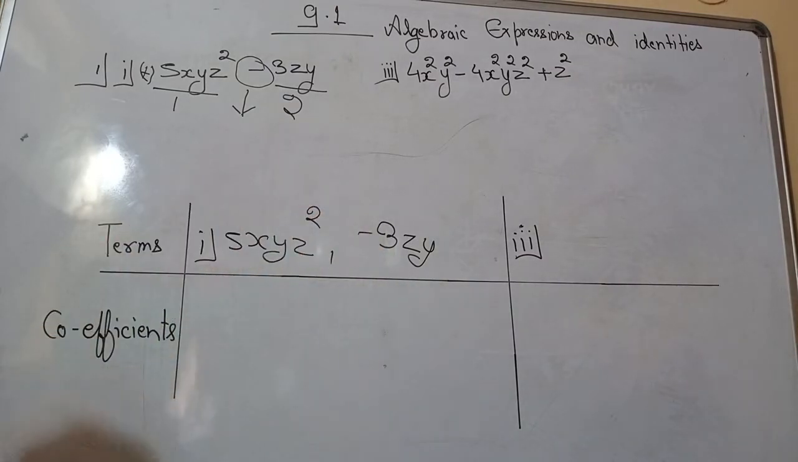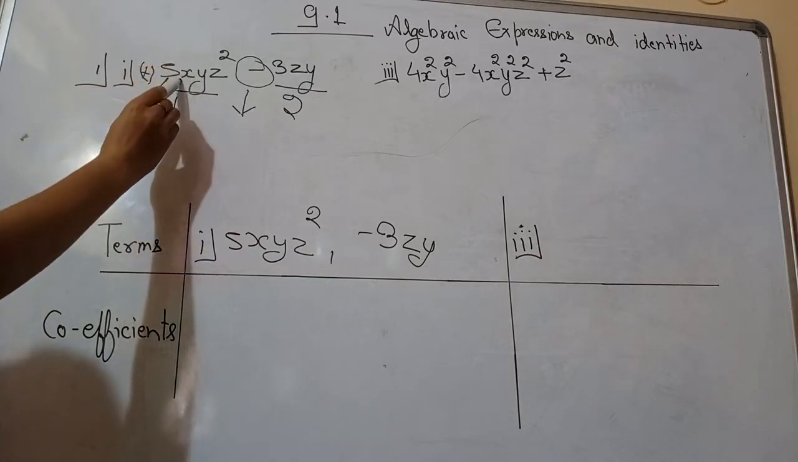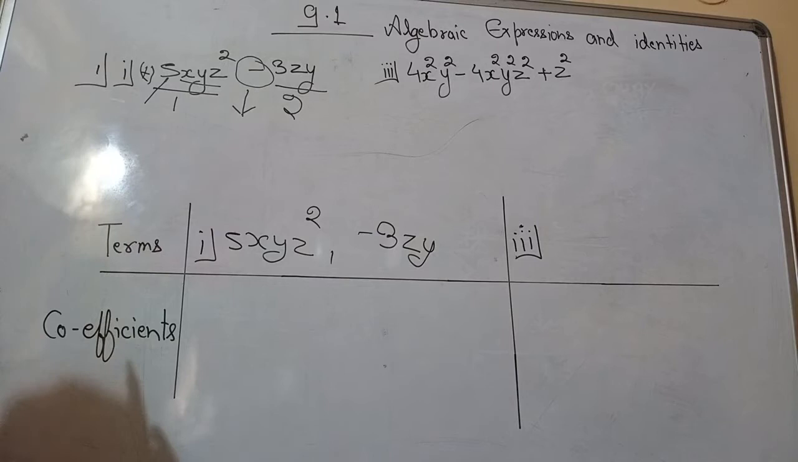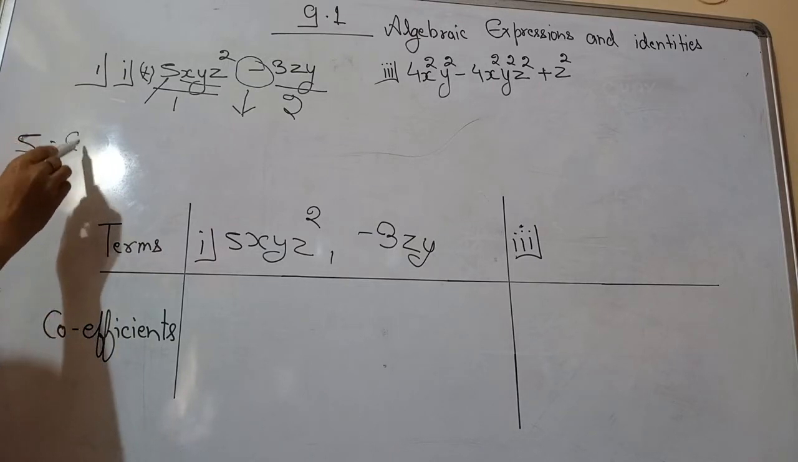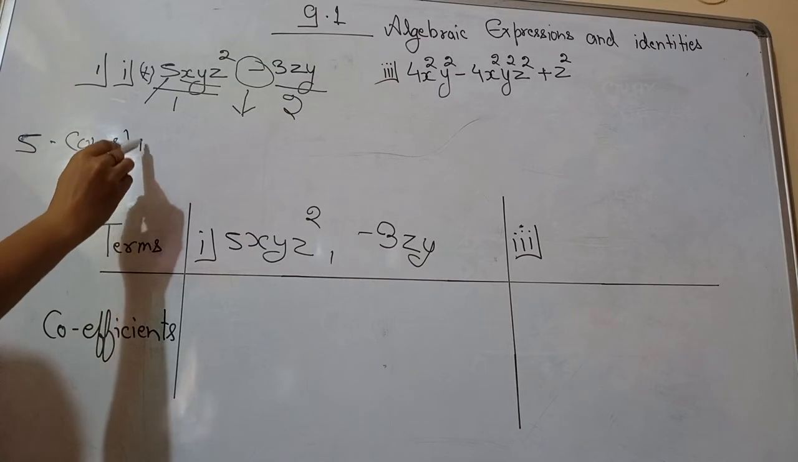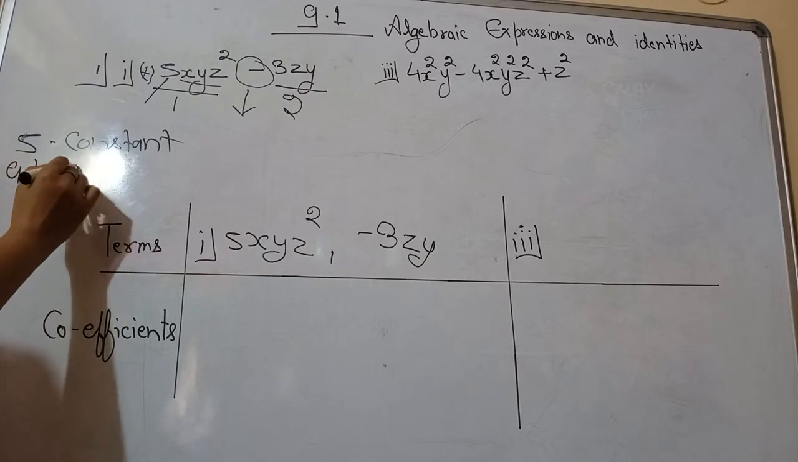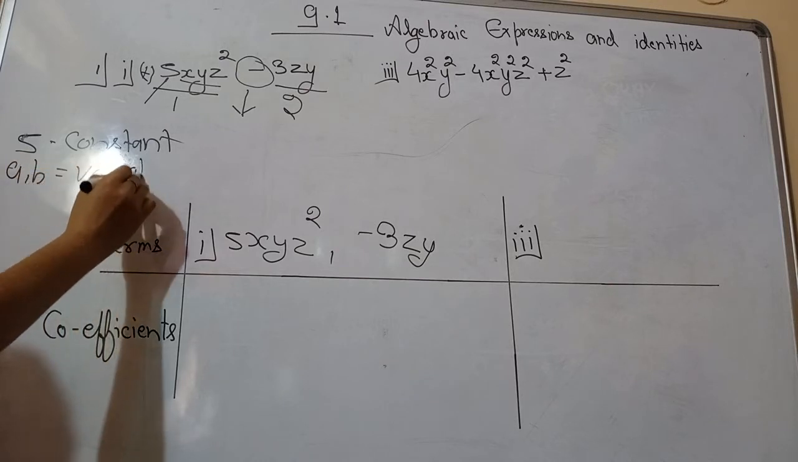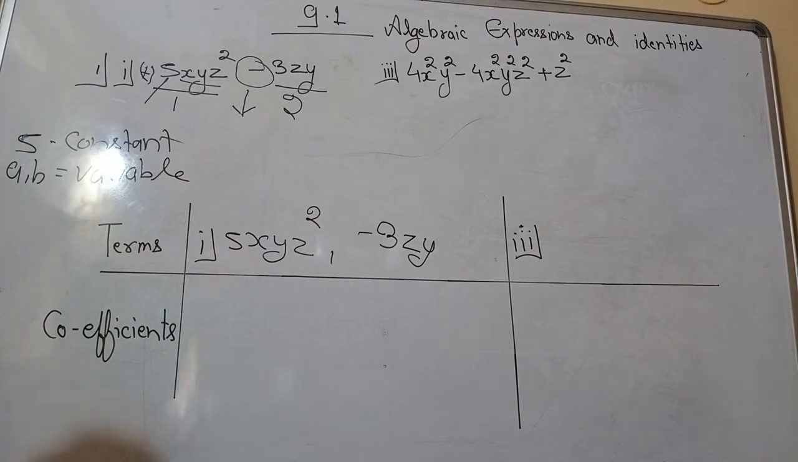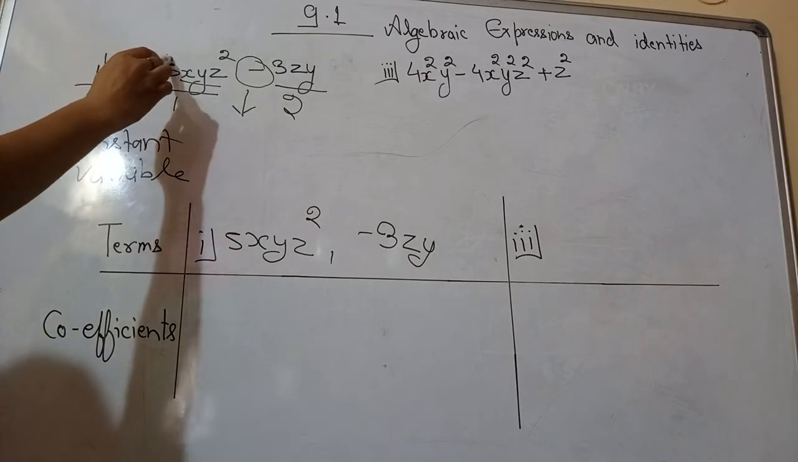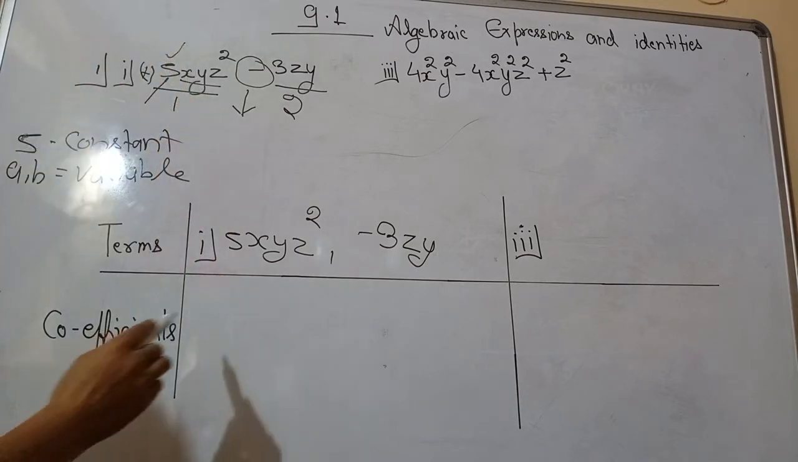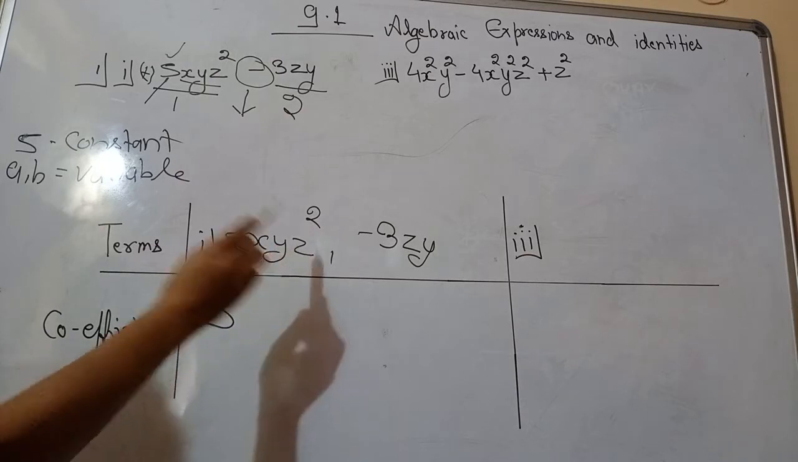Now what about coefficients? Any number which is multiplied with the alphabets. In mathematics any number is called a constant, and any alphabet which is given is called a variable. So you have to see which constant is multiplied with the variable. Here in the first term, our coefficient is 5, because 5 is multiplied with x, y and z square.